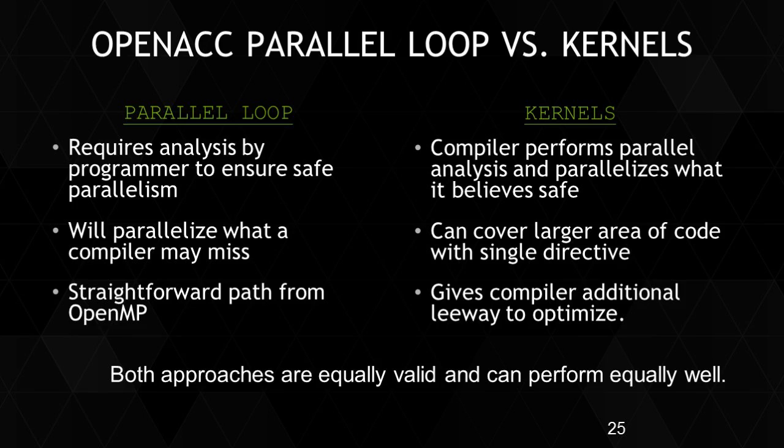So the final thing I'll note is if you've done any OpenMP programming and have OpenMP in your code, the parallel loop is going to be a very familiar approach for you. If you've done no parallel programming at all, the kernels directive may be a more straightforward path for you. But really, you will need to determine for yourself which approach feels more comfortable to you. Both of them work equally well, and you can really get equal performance from both. It's really a matter of preference in your situation.